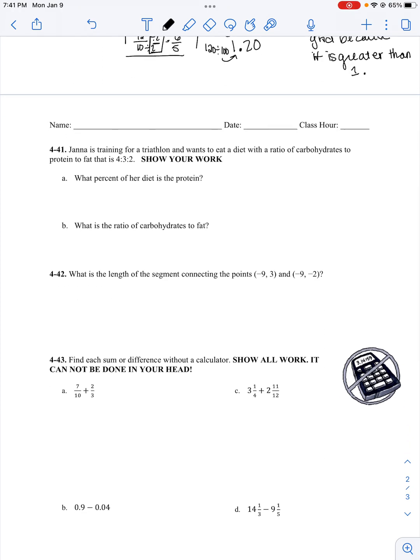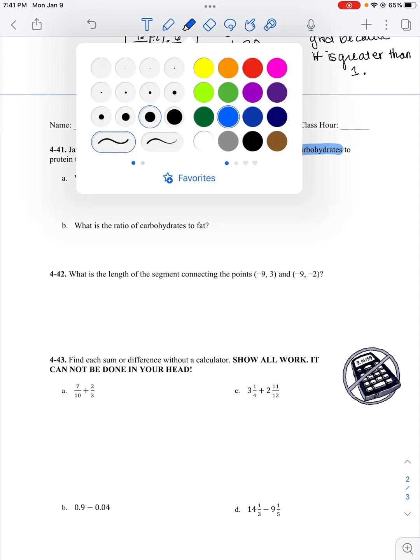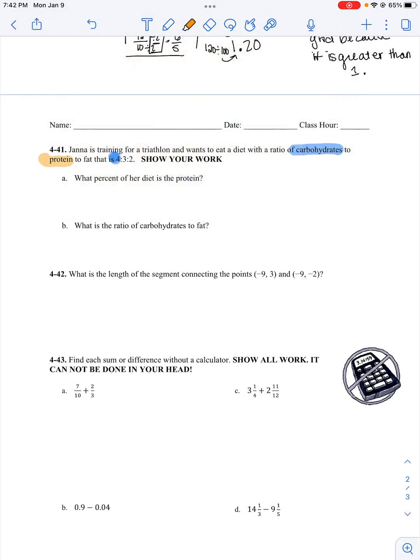Okay. Moving to problem 41. Jana is training for a triathlon and wants to eat a diet with a ratio of carbohydrates to protein to fat. That is 4 to 3 to 2. So we need to show our work each time. First I'm going to identify which number is which. The first number is the carbohydrate, which is the 4. The second number is going to be protein, which is the 3. And lastly, the third number is fat. It is the 2.